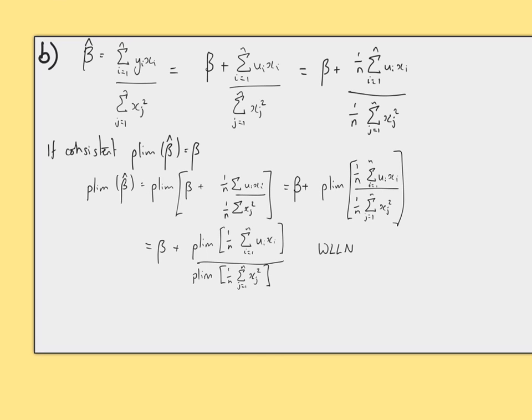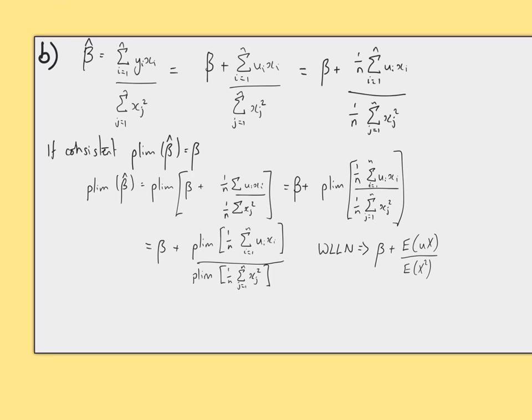the p-lim of any sample mean is equal to the expected value. So we've got n observations, u1x1 plus u2x2 plus u3x3 plus u4x4 all the way up to unxn, divided by the number of observations, so that is a sample mean. The p-lim of any sample mean is equal to the expected value. So we've got the expected value of ux on the numerator, and the expected value of x squared on the denominator. So this gives us that the p-lim of beta hat is equal to beta plus the expected value of ux divided by the expected value of x squared.